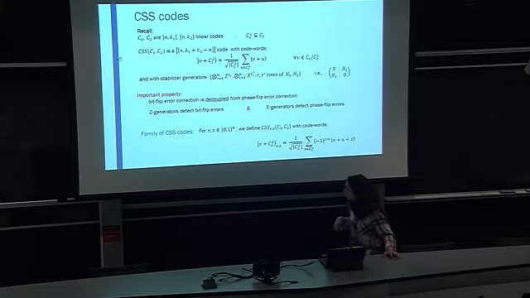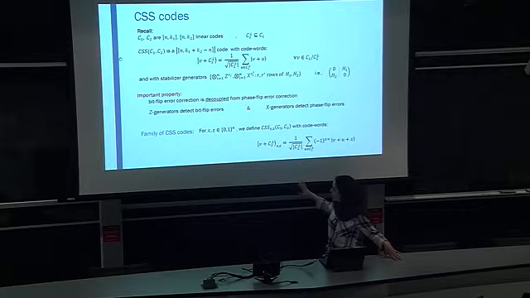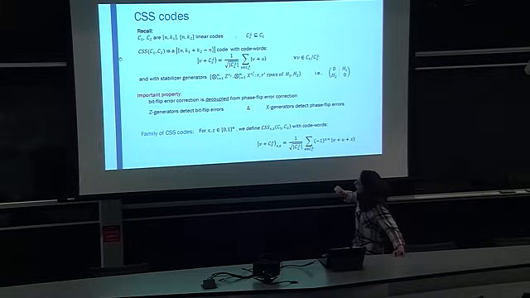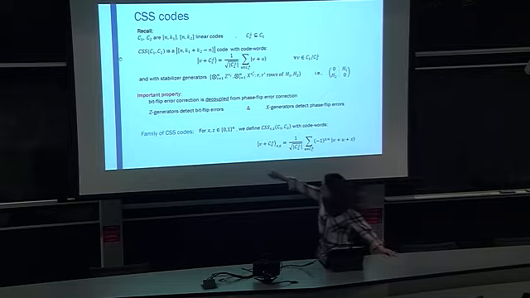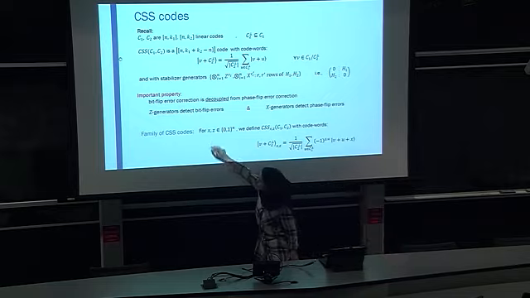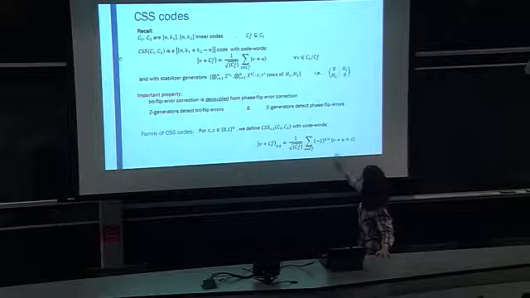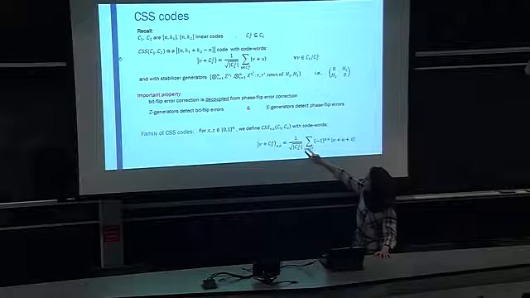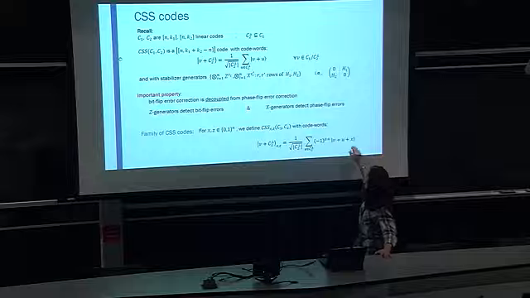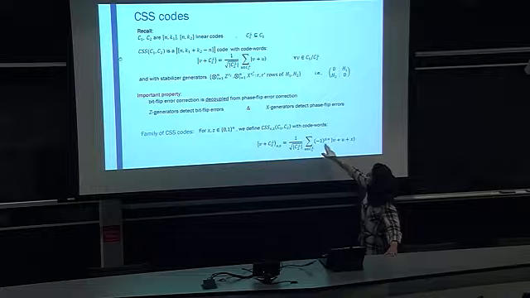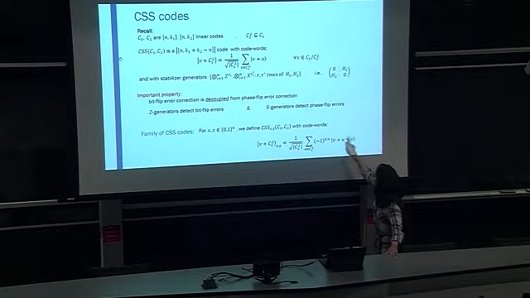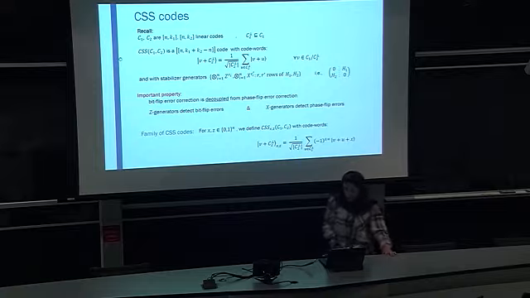Now, we can also define a family of CSS codes which have similar properties as CSS codes, and we define it for every n-bit string X and Z. We define these CSS of X and Z in this form, where Z only has effect on the phase and X has effect on the bits.